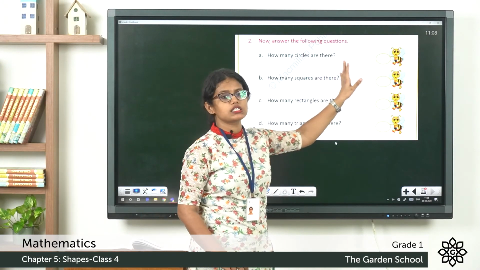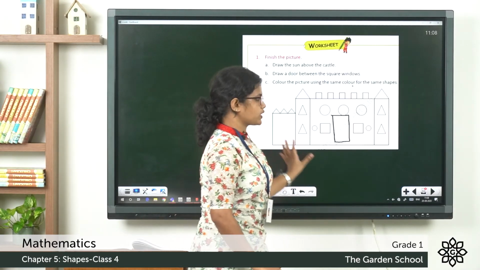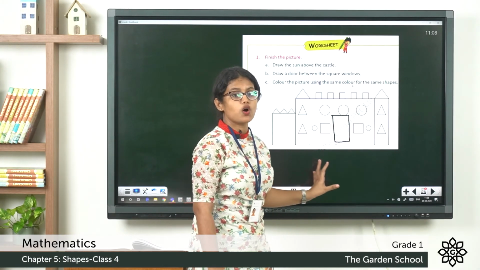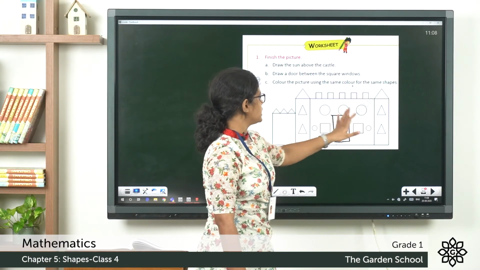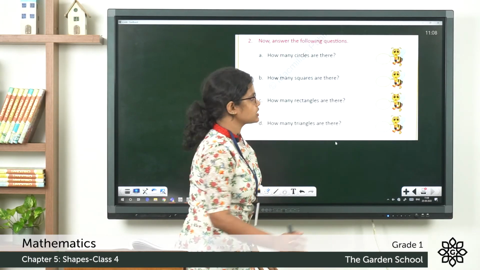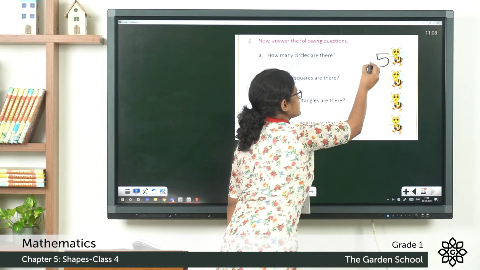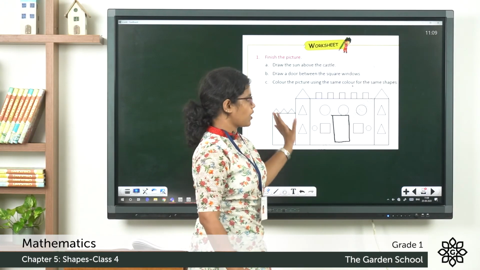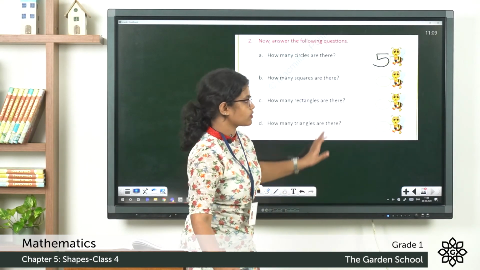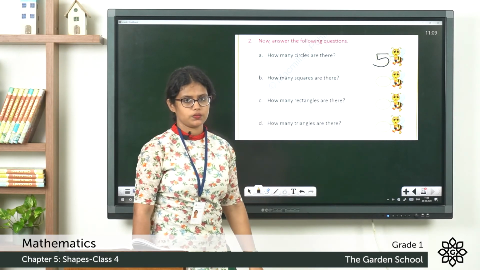How many circles are there? So from this picture, you have to count the number of circles. How many circles are there? 1, 2, 3, 4, 5. So how many circles are there? 5 circles. Likewise, you have to count these shapes from this castle and you have to write it down here.